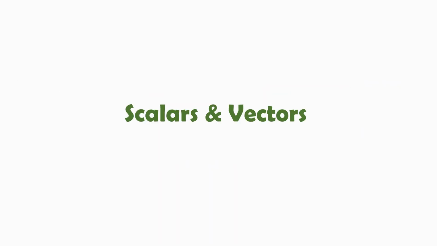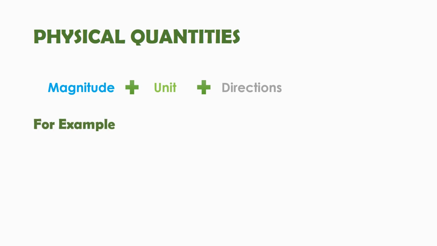In the first part of this video, we are going to discuss scalars and vectors. We all know that physical quantities are usually defined using magnitude and unit, but sometimes they require direction to express. With the help of these three entities, we can define any kind of physical quantity. Some physical quantities require direction, and some do not. For example, 5 kg of sugar.